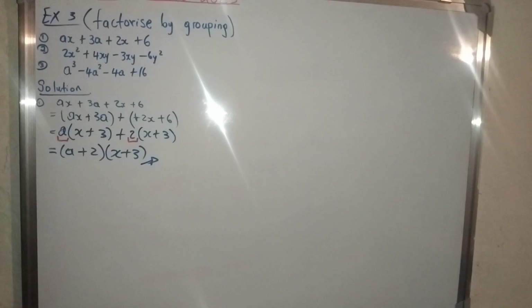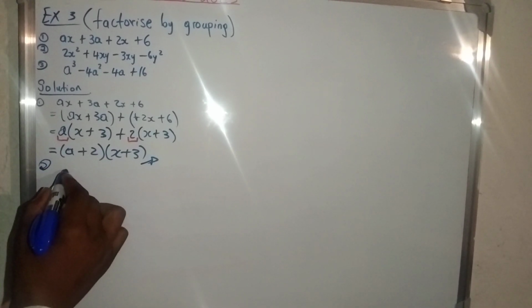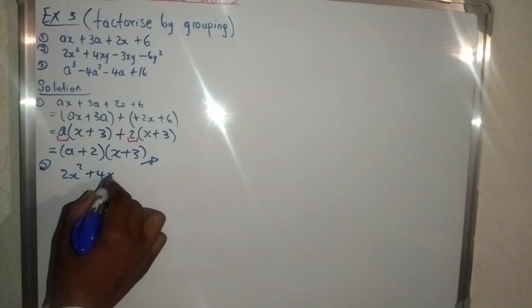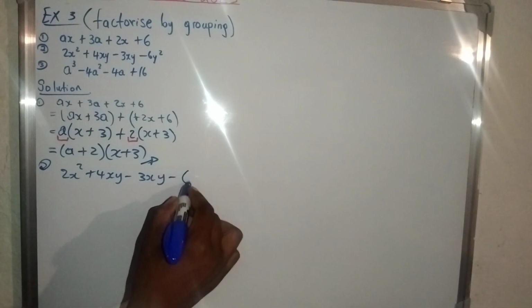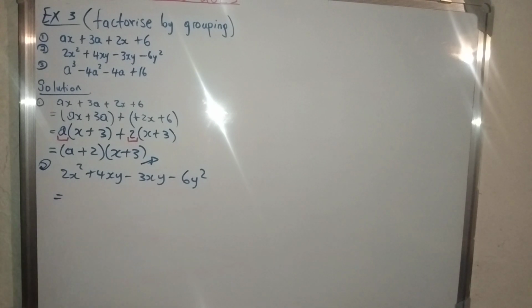Then now let's look at number 2. In number 2, I have 2x squared plus 4xy minus 3xy minus 6y squared. So now let's try to factorize this one together. How do we then go about factorizing this one together?